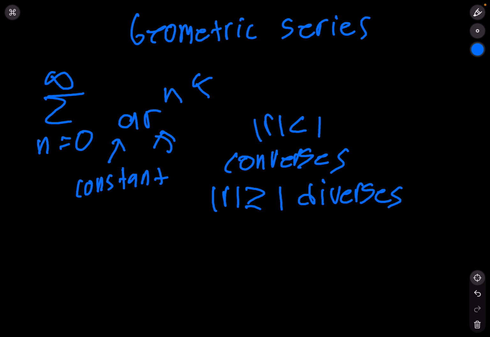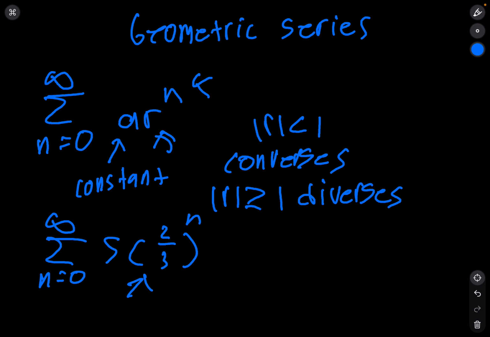So how do we see this in practice? Well, let's say you had a series, the sum from n equals 0 to infinity of 5 times (2/3)^n. How would we apply this? We take the number that's being raised to the power of n, which is 2/3, right? If we take the absolute value of 2/3, we can see that it's less than 1. Therefore, it converges.